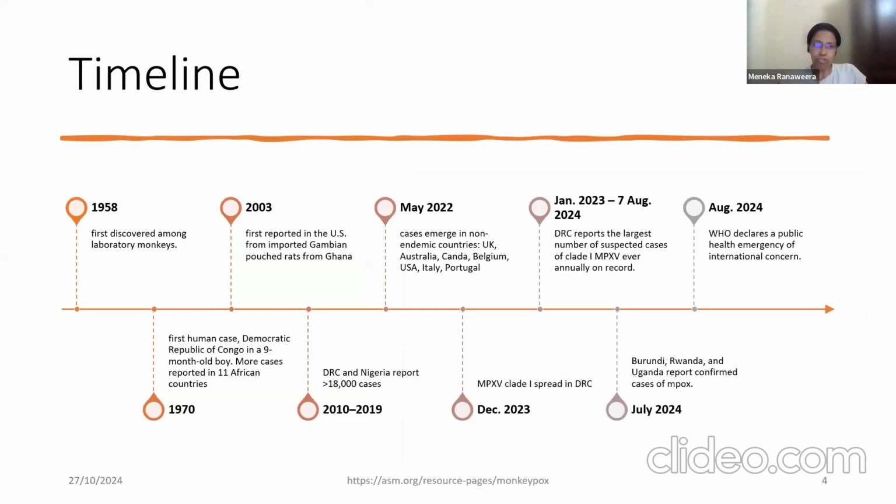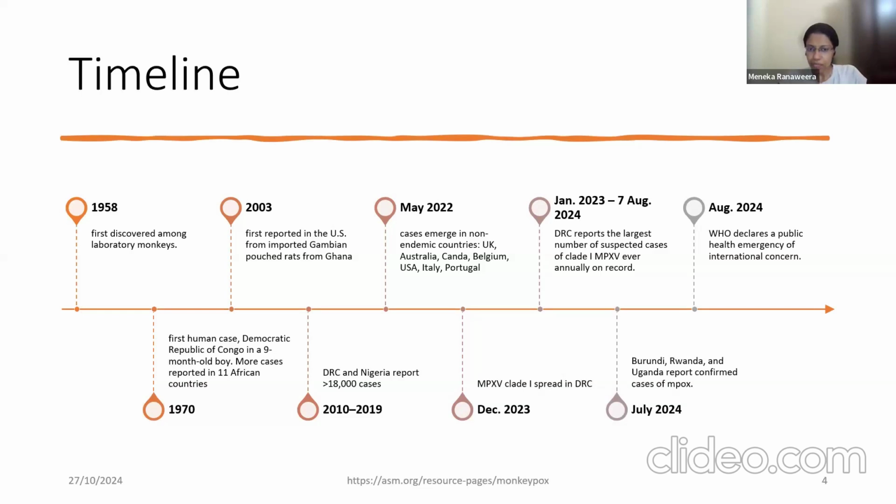First, let me start with a brief history of Mpox. It was first discovered in 1958 among some laboratory monkeys, hence the name monkeypox. But the first human case was discovered in 1970 in a 9-month-old in the Democratic Republic of Congo. Since then, more cases have been reported in African countries. The first case in the United States was reported in 2003. Again, this was a laboratory incident following some imported animals.